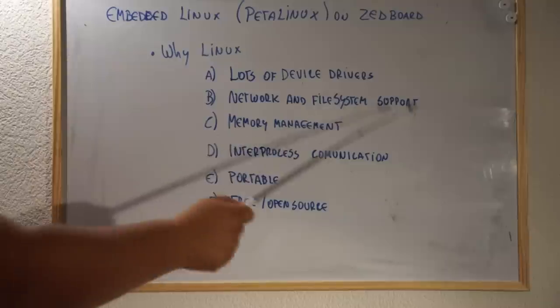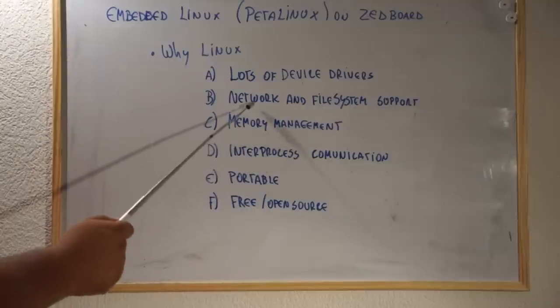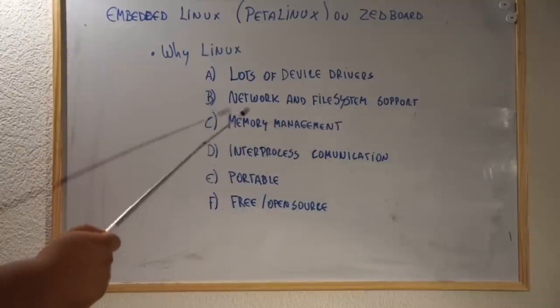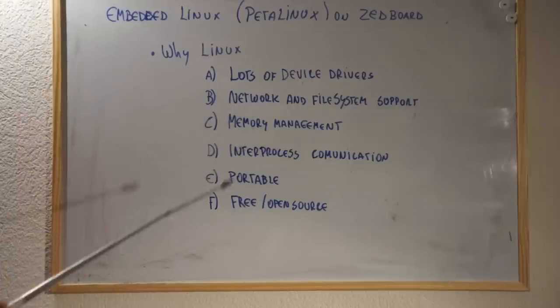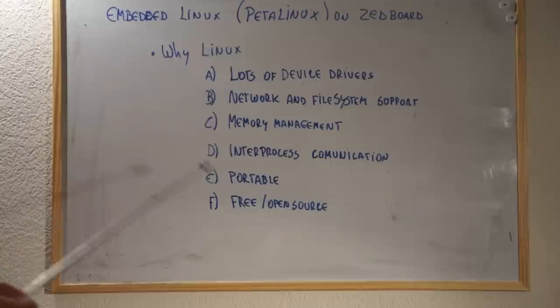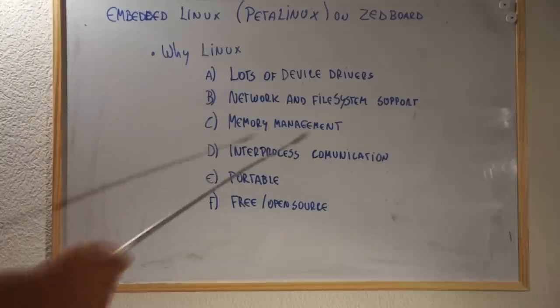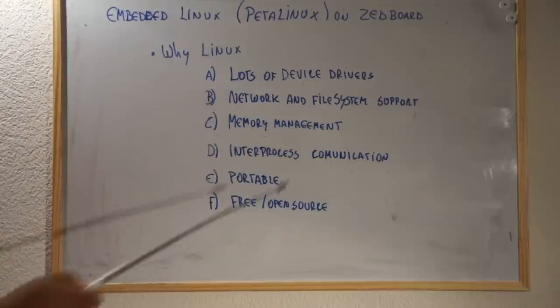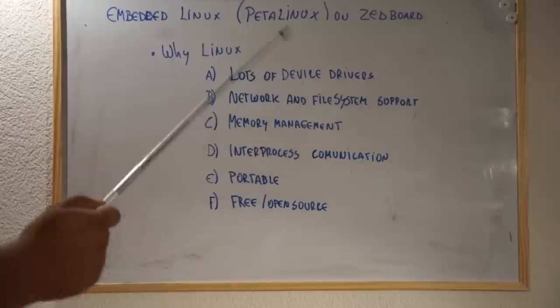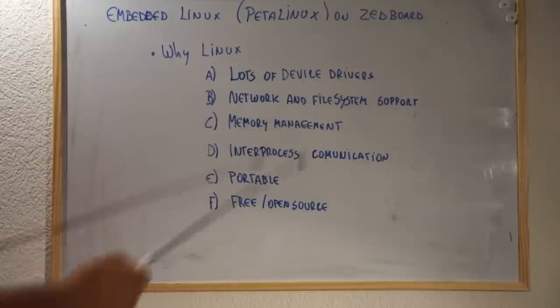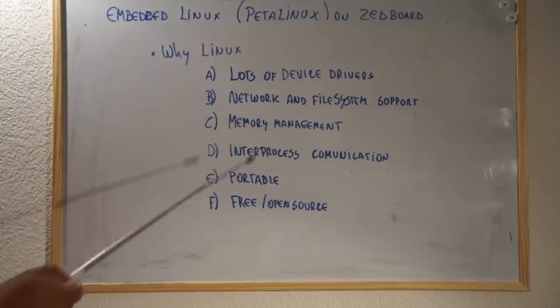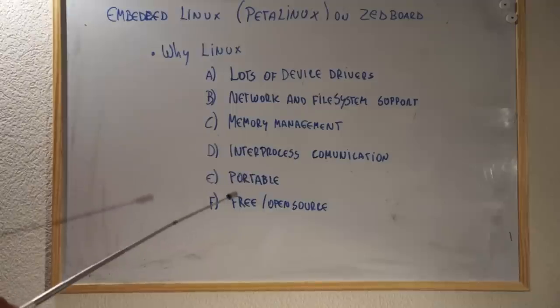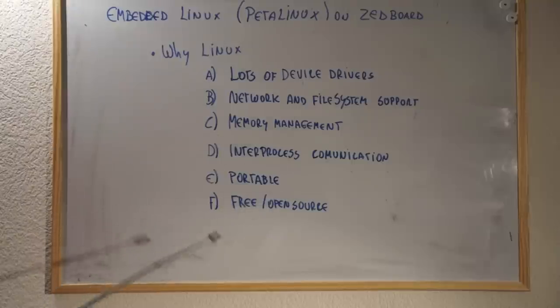Network and file system support, okay? Network just means that by using Linux, you already have a TCP/IP stack for you. So you don't need to write a TCP/IP stack or UDP on your own, okay? And file system support, in this case ext4 or ext3, is also really important because it's going to allow your system to use, for instance, an SD card or a USB stick, and you'll be able to use it without any problem, okay?